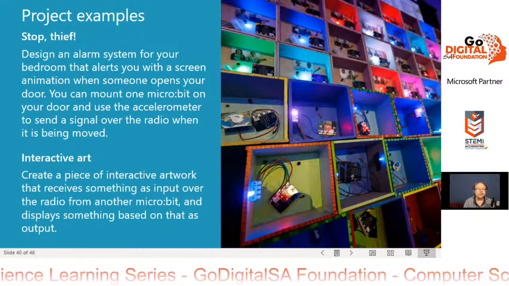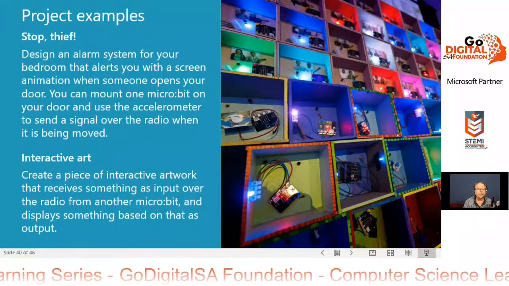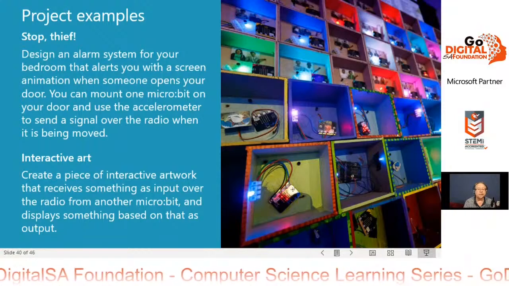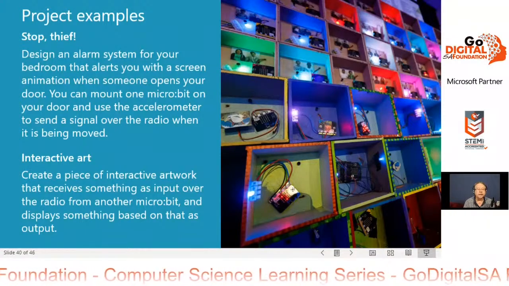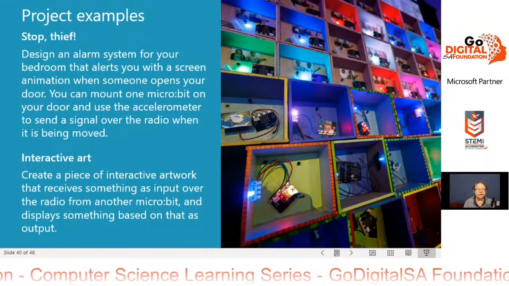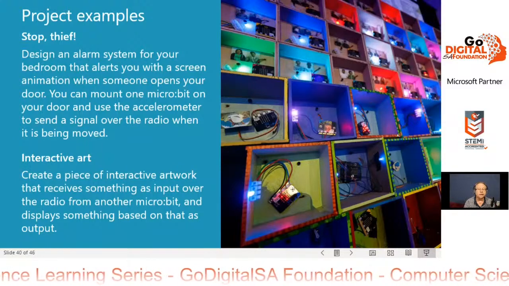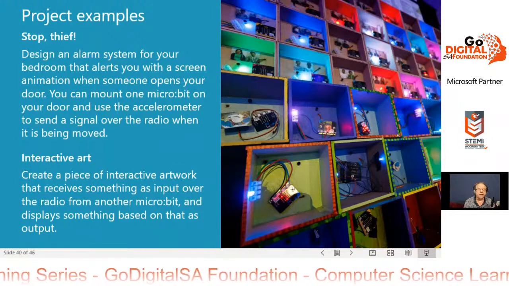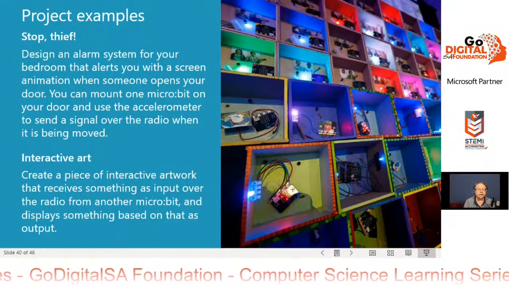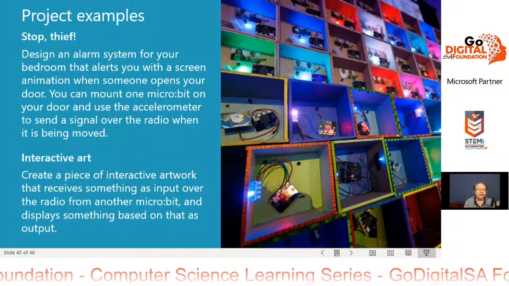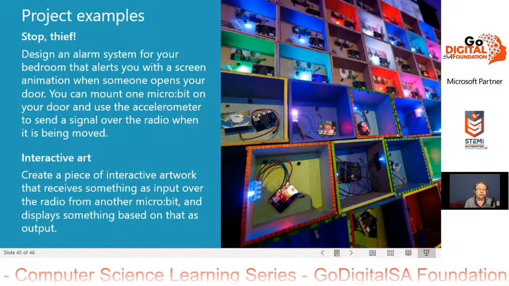Project examples. Hey, stop thief. Design an alarm system for your bedroom that alerts you with a screen animation when someone opens your door. You can mount one microbit on your door and use the accelerometer to send a signal over the radio when it is being moved. Interactive art: create a piece of interactive artwork that receives something as input over the radio from another microbit and displays something based on that output.